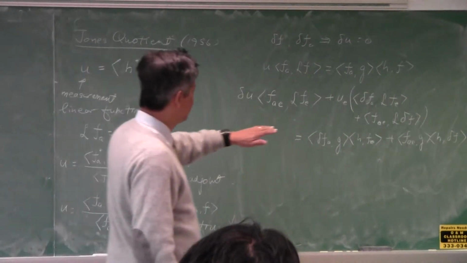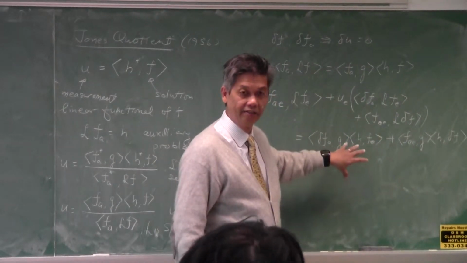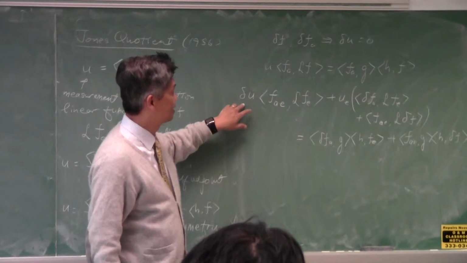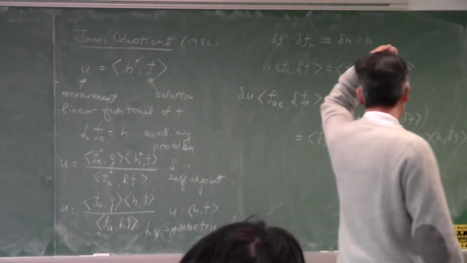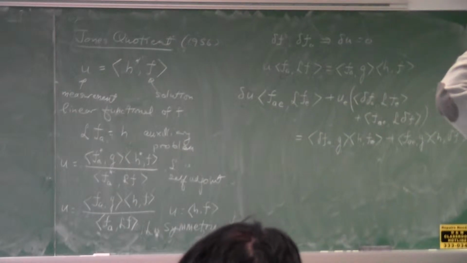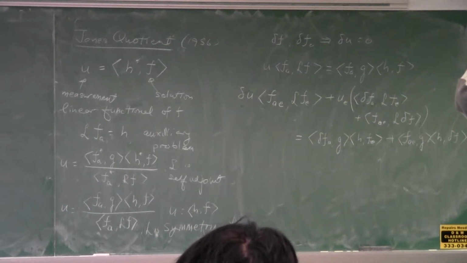If you can prove that this term cancels everything on the right hand side, I would be able to prove that delta U is equal to 0. Okay, let me prove that this thing in fact cancels each other.